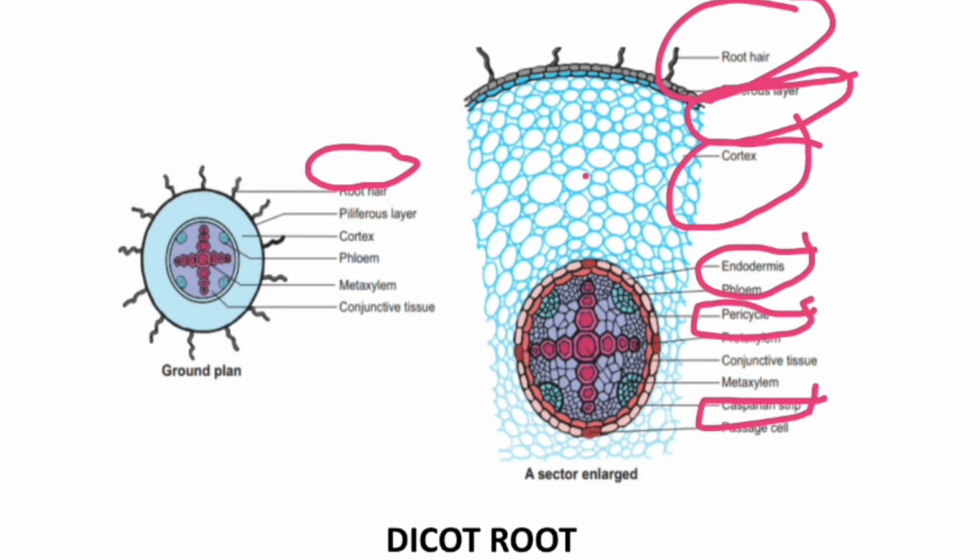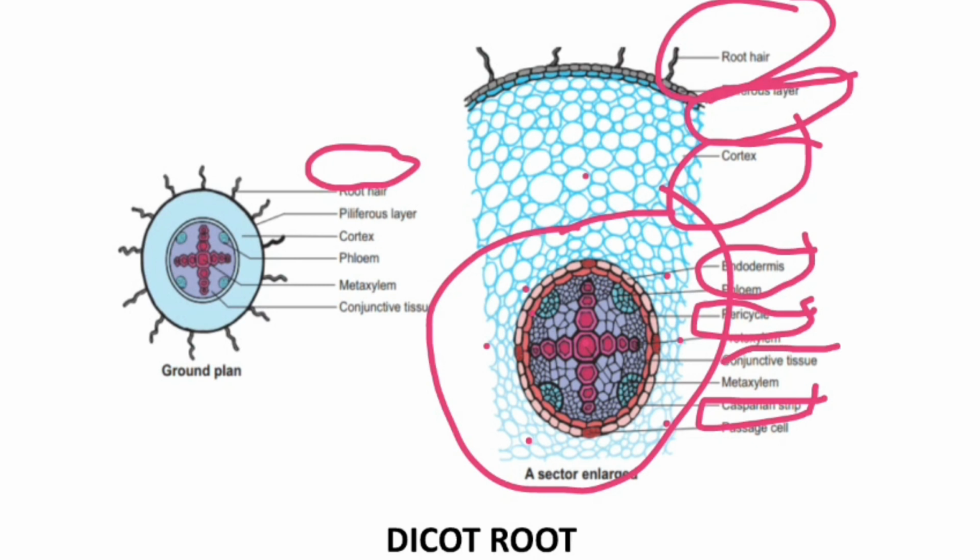Now the next zone is the vascular bundle. In case of root, the vascular bundles are radial in type. It means there are separate xylem and separate phloem strands. There is tetrarch condition of vascular bundles, which means there are 4 phloem strands and 4 xylem strands. The tissue present between the xylem and phloem is known as conjunctive tissue, and it is made up of parenchymatous cells.